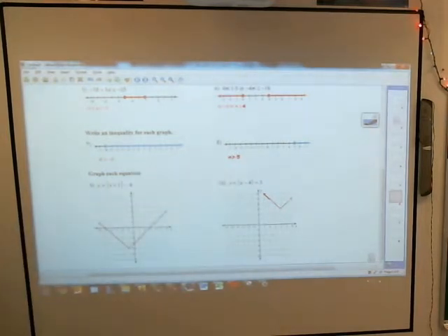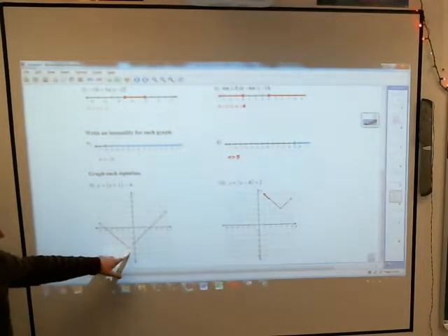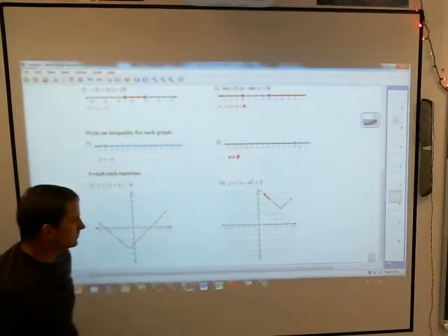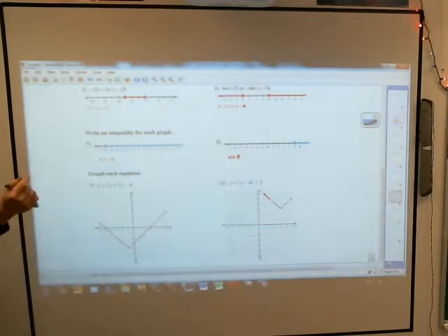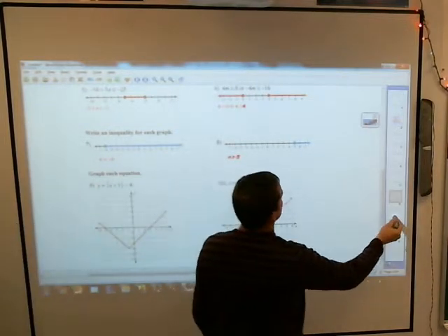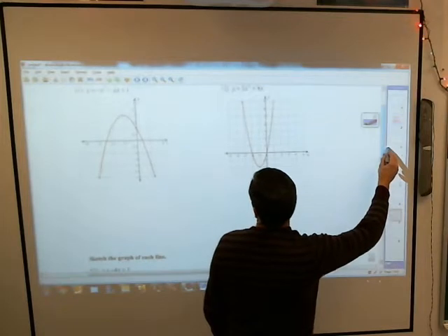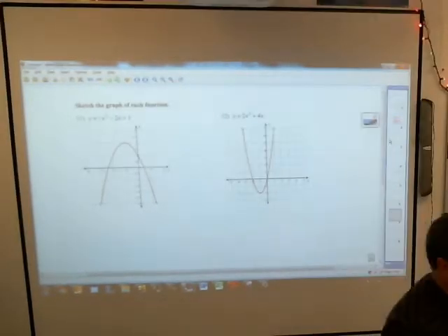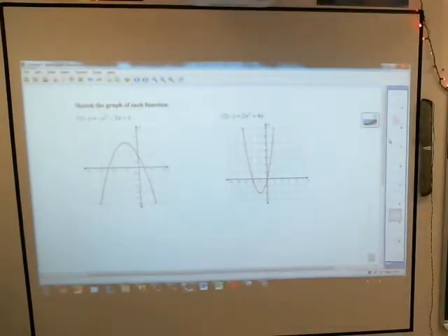7 should be n is greater than -6. 8 is n is greater than 5. Absolute value, -1. Proceed forward. Make sure your max and your mins are in the right places there. One's upside down, one's right side up. One's an umbrella, one's a U.